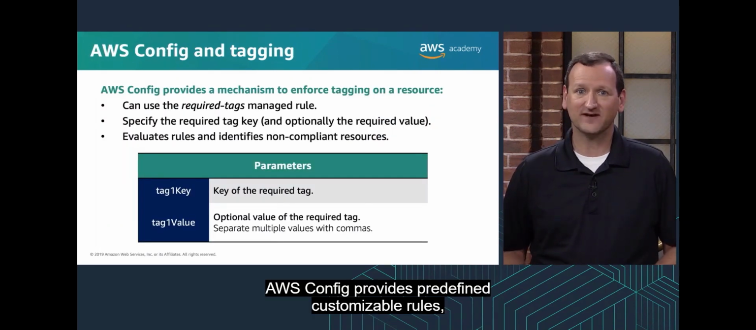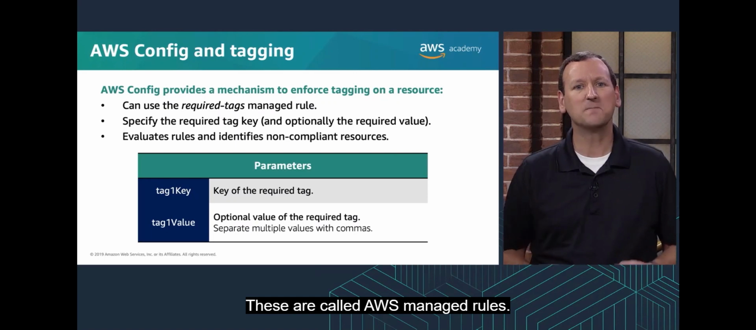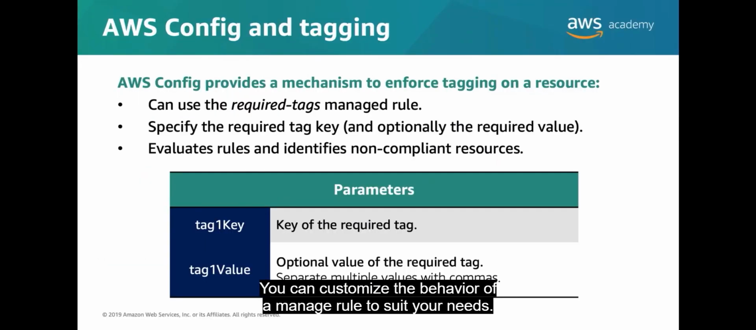AWS Config provides predefined, customizable rules to determine if your AWS resources comply with common best practices. These are called AWS Managed Rules. You can customize the behavior of a managed rule to suit your needs. For example, you could use the Required Tags managed rule to quickly assess whether a specific tag is applied to your resources. You can specify the key of the required tag and, optionally, its value.